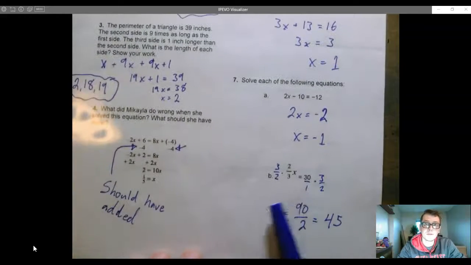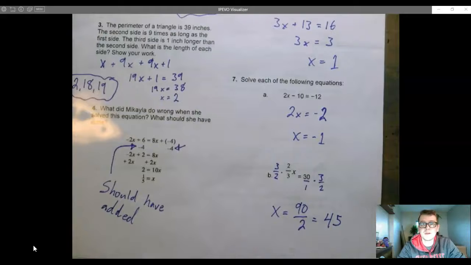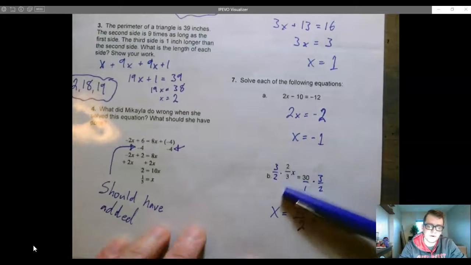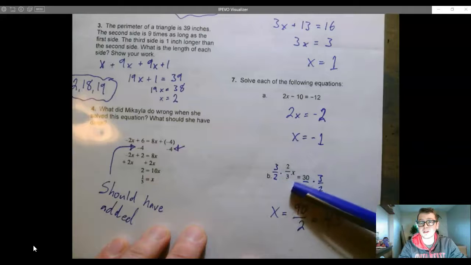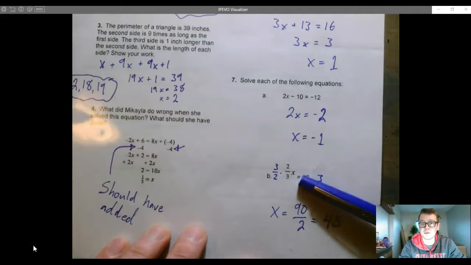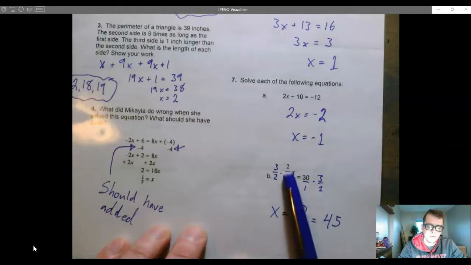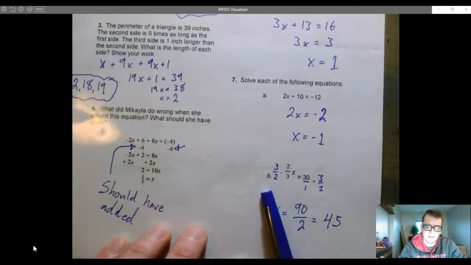In part B, we're going to use reciprocal multiplication to deal with a rational coefficient. That's a fancy way to say I'm multiplying by a fraction. A rational coefficient means multiplying by a fraction. If we multiply a fraction by its reciprocal, it becomes 1. So we just get 1x. Again, we don't need to write the 1.